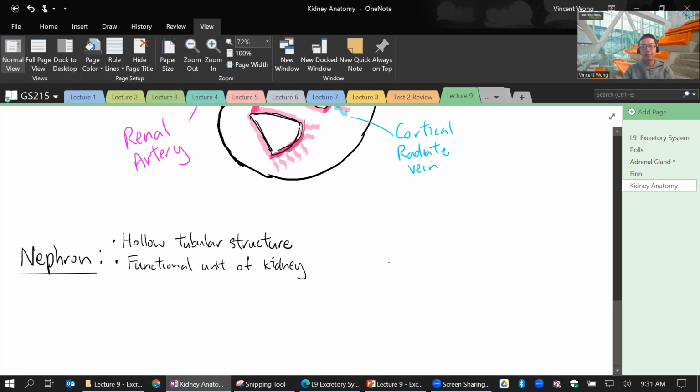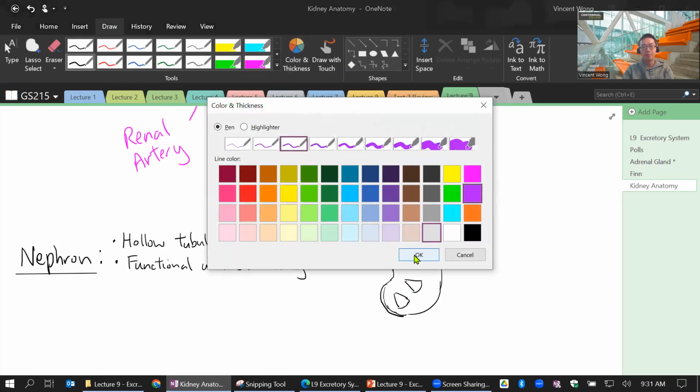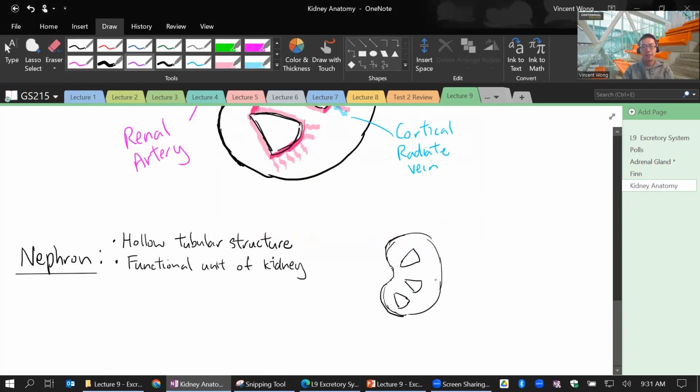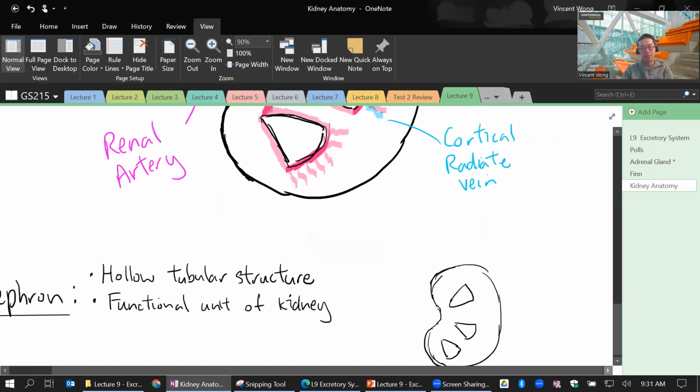Now, where do you find them? Okay, so let's draw a small one here, a tiny kidney, and the pyramid now, the candy corn, the watermelon slice, the pizza slice, whatever you want to imagine them to be. All right. So where will you find this nephron? It's going to be right here. This is not to scale, okay?